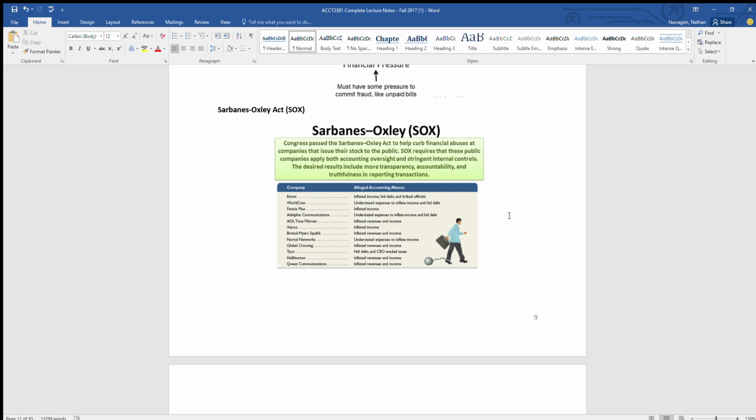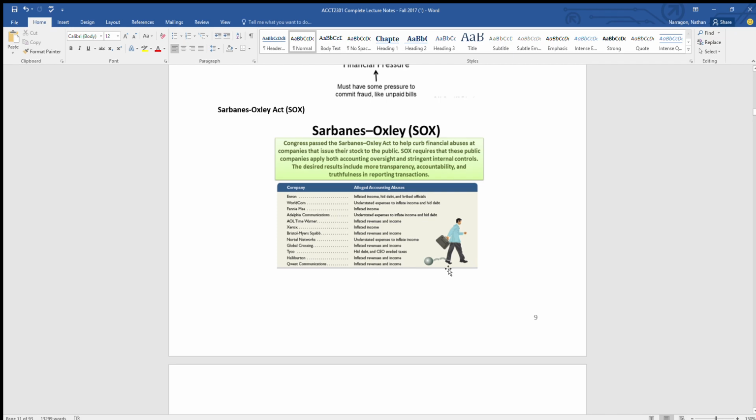AOL, Time Warner, Xerox. You have Tyco. And if you don't know Tyco, that's Fisher Price before it got bought by Tyco. Basically, they changed their name because they committed so much fraud. But again, hid debt, the CEO himself evaded taxes. Halliburton, who is a big oil and gas company here. Quest Communications, big communications company here, big with routers.